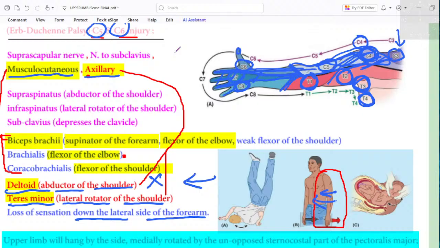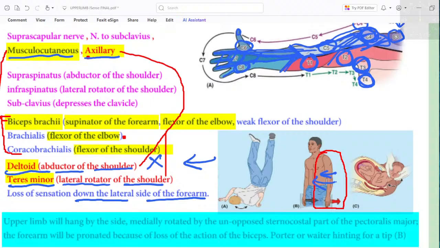in case of this C5 C6 palsy. Axillary nerve: the lateral side of the arm will lose sensation, the lateral aspect of the arm. Axillary supplies two major muscles, teres minor and deltoid. Deltoid causes the abduction and teres minor causes lateral rotation of the shoulder. So these two functions will be impaired, and the shoulder will be adducted and medially rotated.